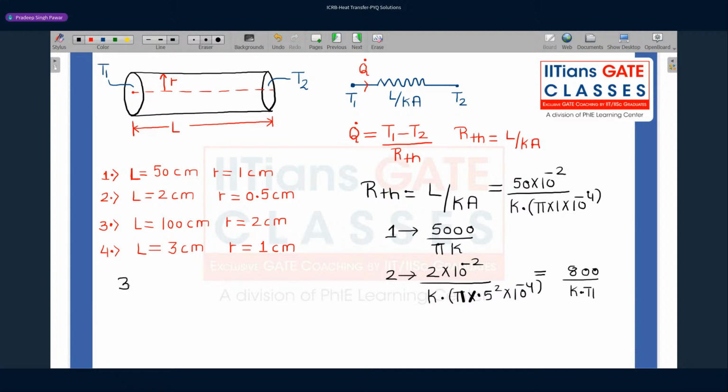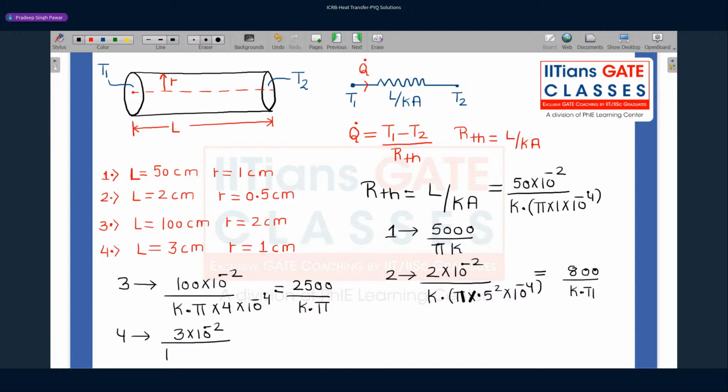Let's calculate for the third configuration. Here L is 100 into 10 to the power minus 2, times K. Area is pi r square, 4 into 10 to the power minus 4. Once we solve this, we get 2500 by K times pi. And the fourth configuration, when we take 3 into 10 to the power minus 2, K times pi times radius 1 into 10 to the power minus 4, here we get 300 by K times pi.